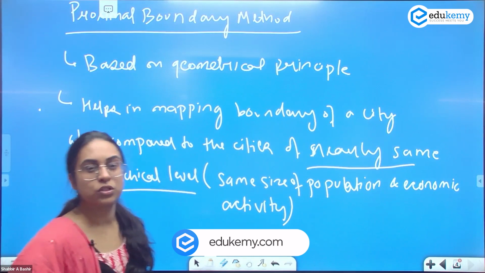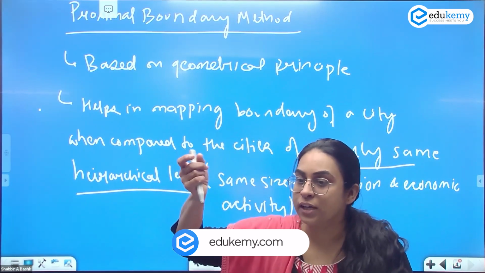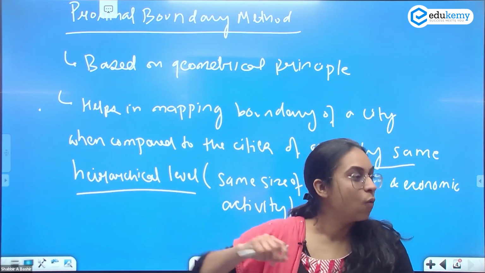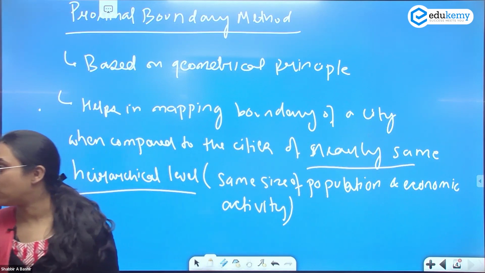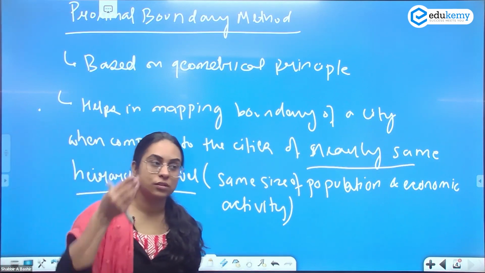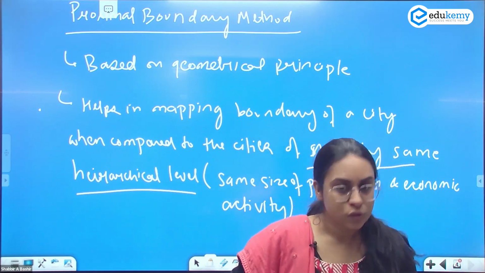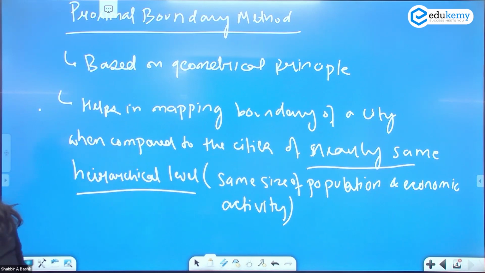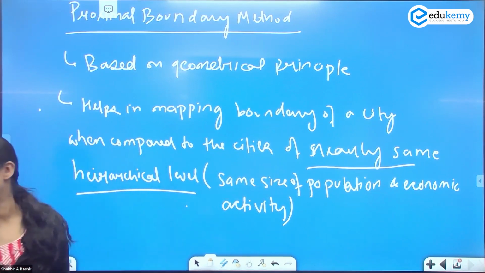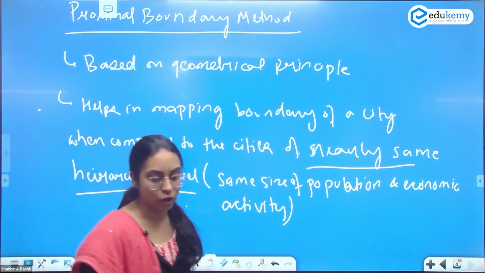So we know that cities can be classified on the basis of tier 1 cities, tier 2 cities, tier 3 cities. What do we use? We use the population size. There are metropolitan cities. So what do we use? Kaise tiers alag ho rahe? Depend on the population size. So here also I am trying to make the boundary between what? Between the cities of nearly same hierarchical level. Hierarchical level means the population size and the economic activity.